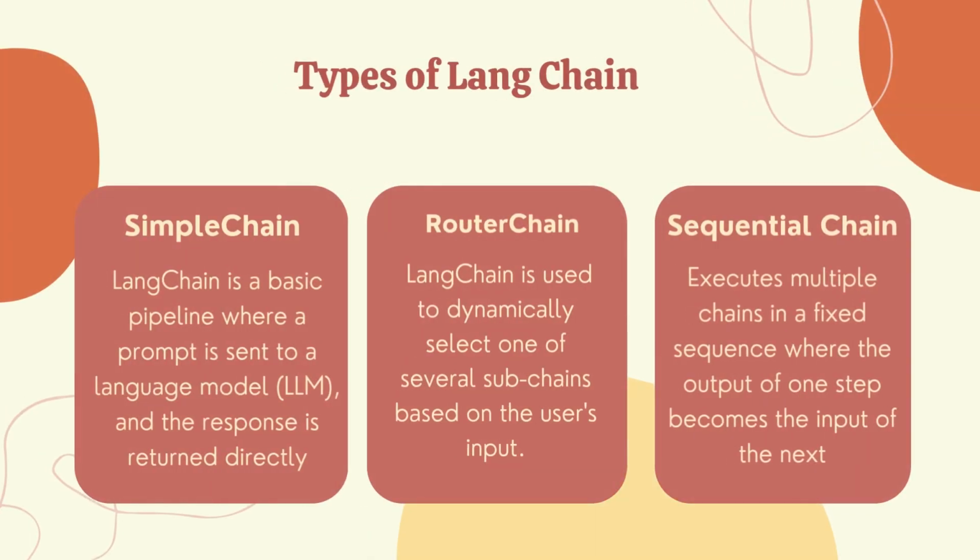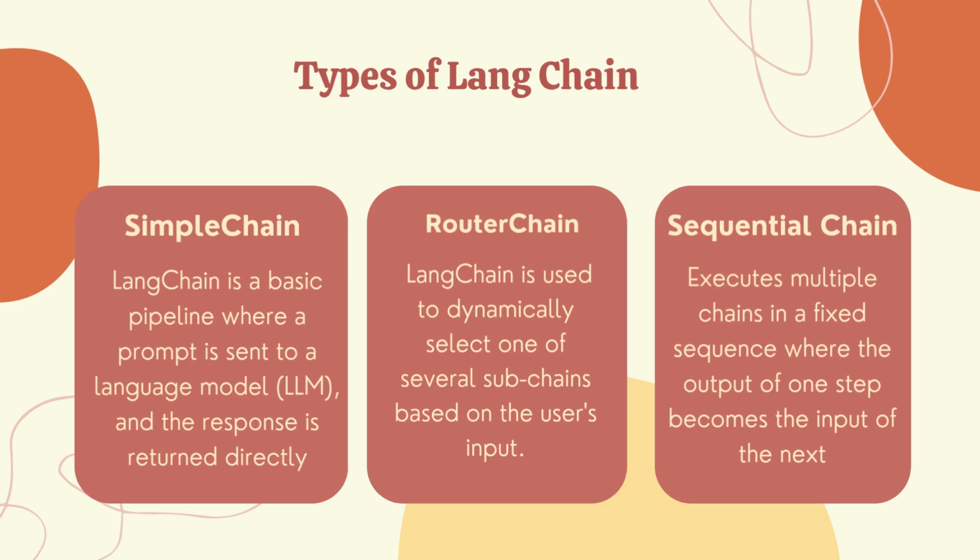Types of LangChain chains. LangChain offers several types of chains, each suited for a different kind of task. The simplest is the simple chain. This is a basic pipeline involving just a single LLM call with one prompt. A prompt is sent to the LLM, and the response is returned directly. Next is the sequential chain. As the name suggests, this chain runs multiple steps in a fixed order. The critical feature here is that the output of one step automatically becomes the input of the next.